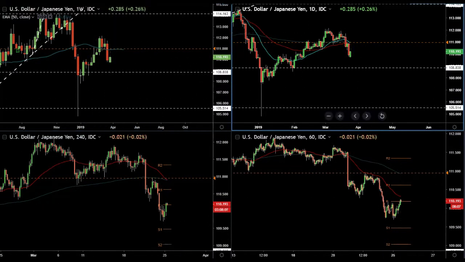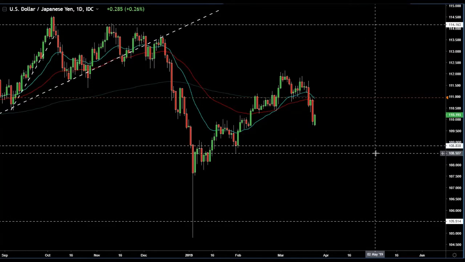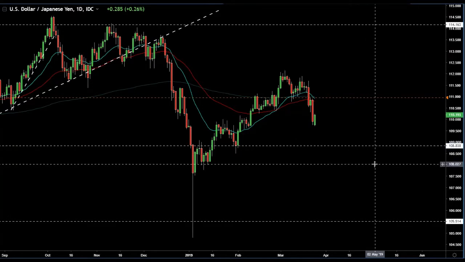Now, make no mistake, 108 is support, so this would be the 108 level, 108.50, and 108 would be where I would be looking to target, or at least this is where we could see price forming support and reversing to the upside.